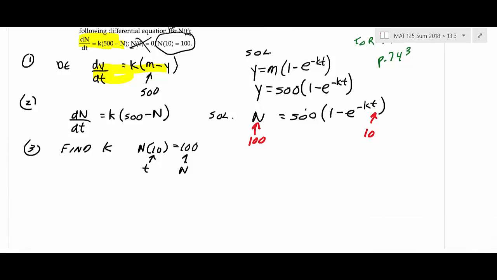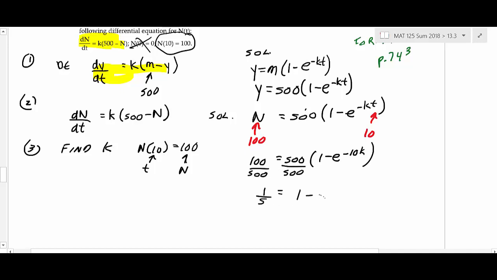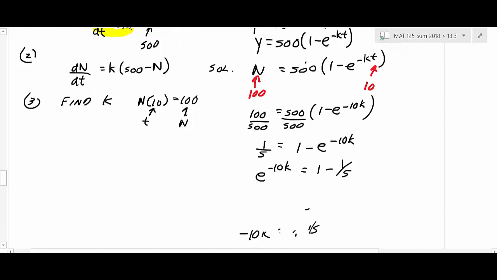Okay, all right, so let's just work that out. We'll have 100 equals 500 times (1 minus e to the negative 10k). Then we need to solve this equation for k. So I'm going to divide both sides by 500. 1/5 equals 1 minus e to the negative 10k. Now I'm going to solve this equation. I'm going to move the e over here so it becomes positive, and move the 1/5 over here so it becomes 1 minus 1/5. That's one way to do it. To me, that's the easiest way to do that.